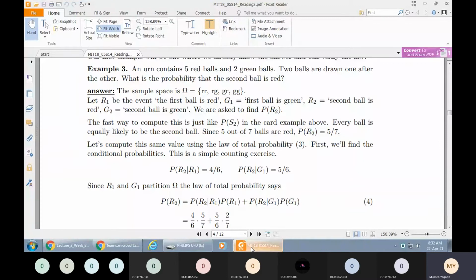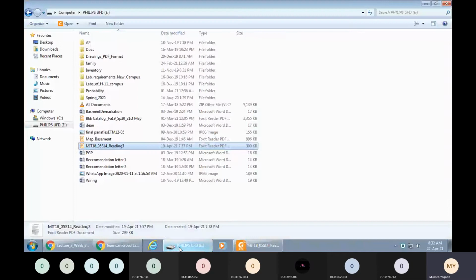Now coming to the exercise problems of chapter 2 that are related to conditional probability and Bayes theorem. So let me just quickly open the exercise problems.